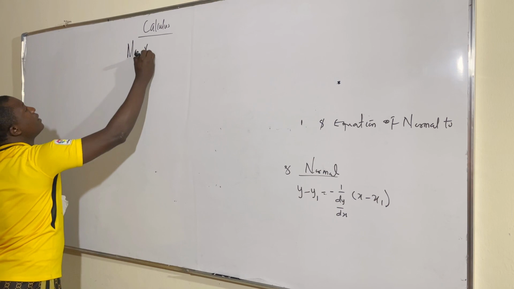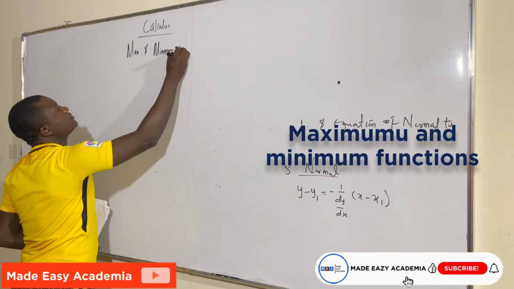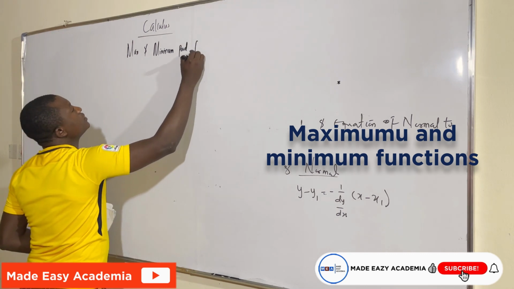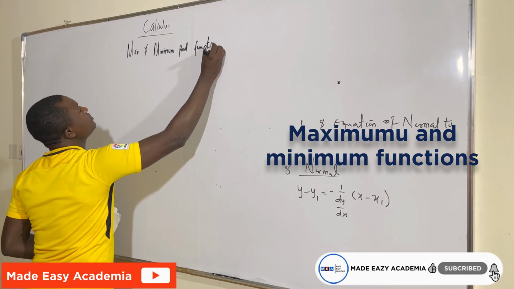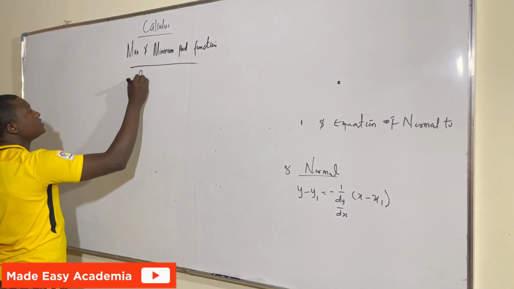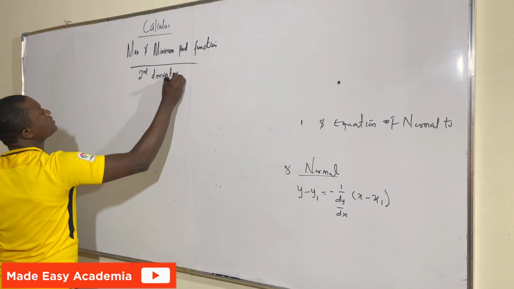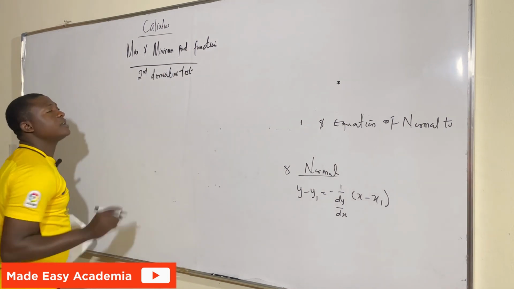Maximum and minimum point functions. Here we normally determine the maximum functions. Most especially, we want to be using the second derivative test. So how are we going to make use of that? Let me tell you something here.